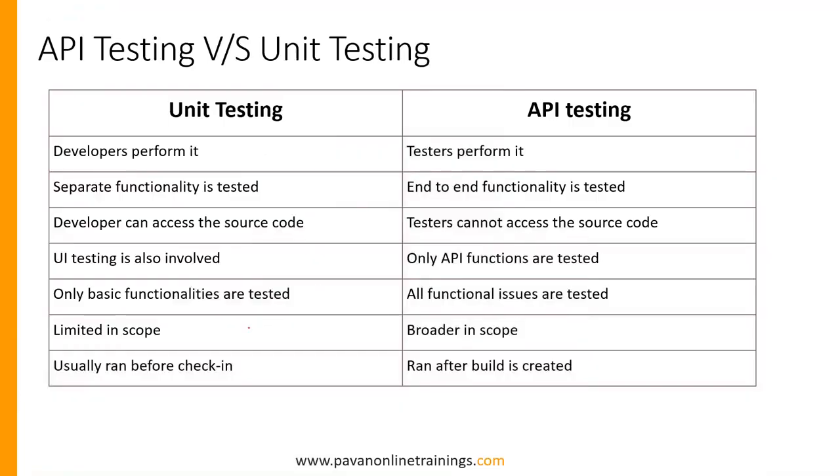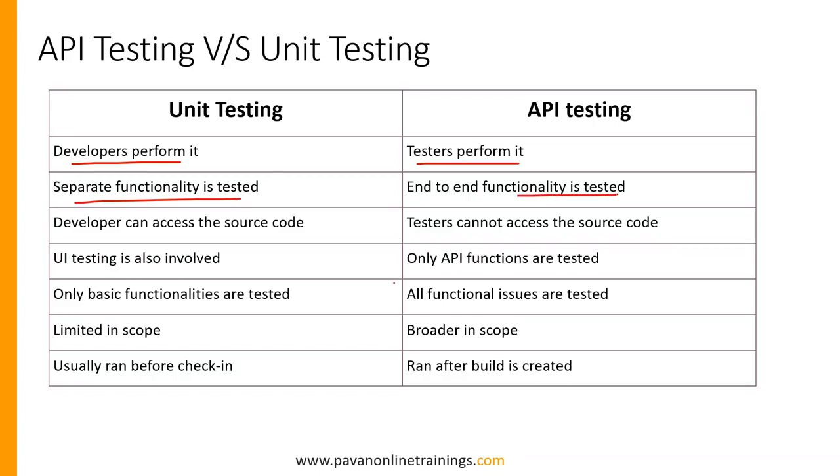Now these are a few differences I have put here. What is the difference between unit testing and API testing? Unit testing is basically done by the developers. Developers will perform the unit testing at the code level, and testers will perform the API testing. Okay, functional level. Separate functionality is tested in unit testing, but here end-to-end functionality is tested.